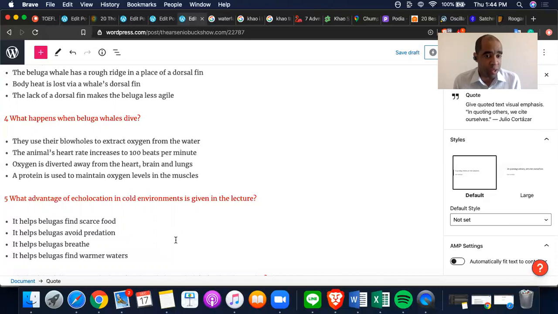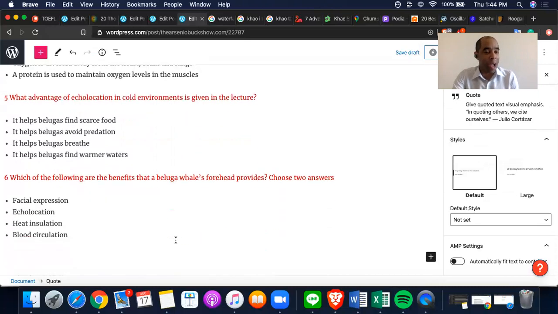A protein is used to maintain... No, absolutely not. So is it they use their blowholes to extract oxygen from the water, or the animal's heart rate increases to 100 beats per minute? All right, type your answer in the comment section.